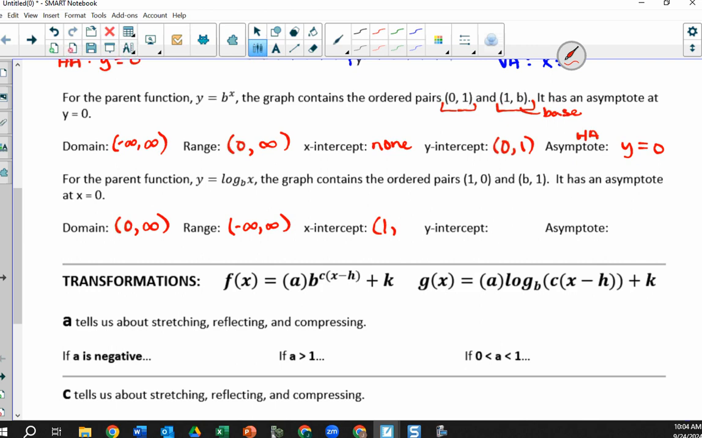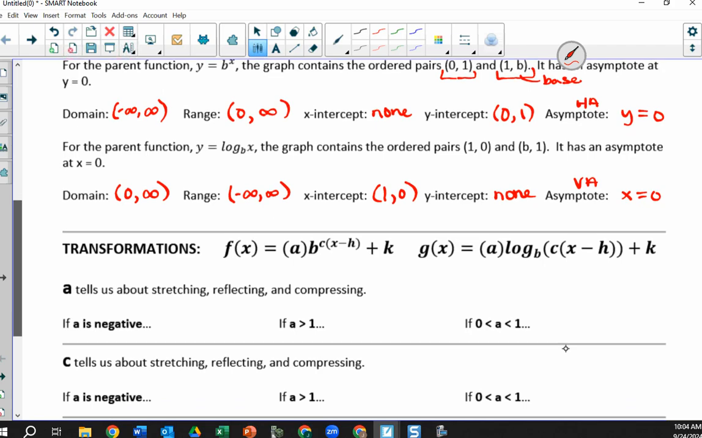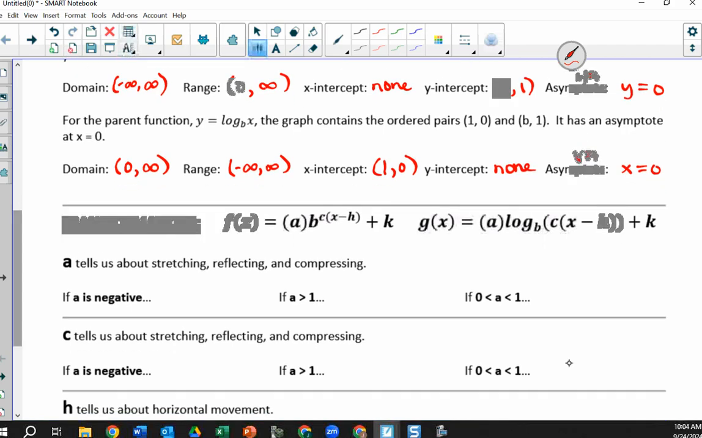X-intercept is 1, 0. And what about the y-intercept? None. Good. And instead of a horizontal asymptote, we have a vertical asymptote at x equals 0. Okay. All right. So far, so good? I can sense how they're related.